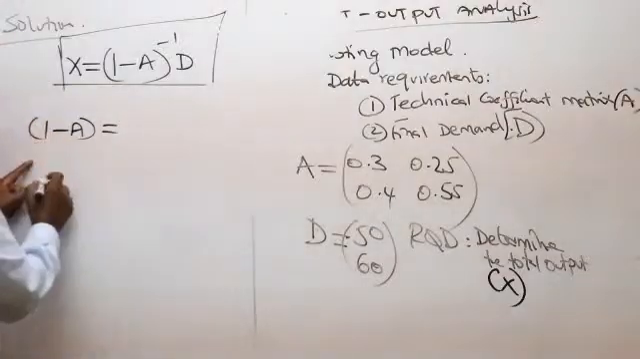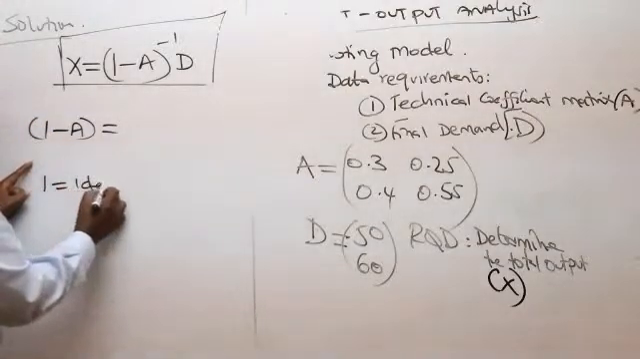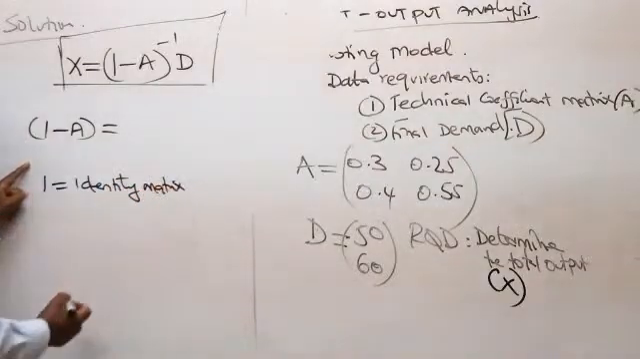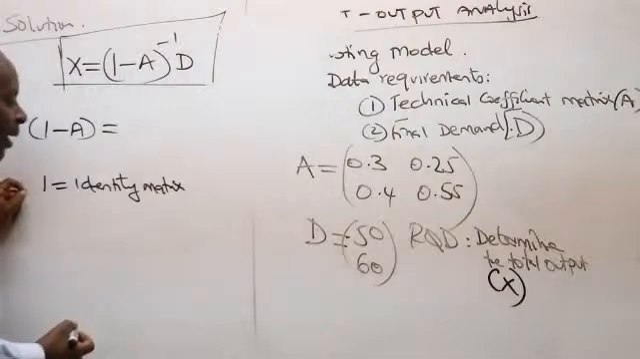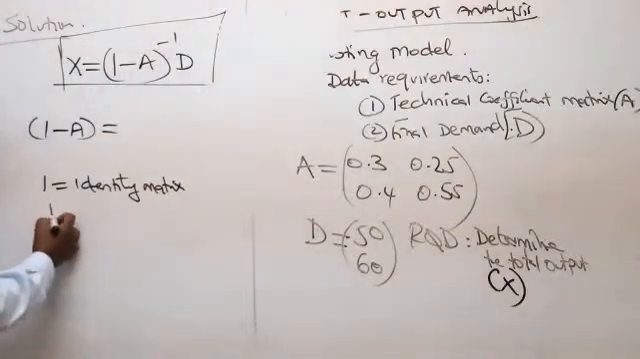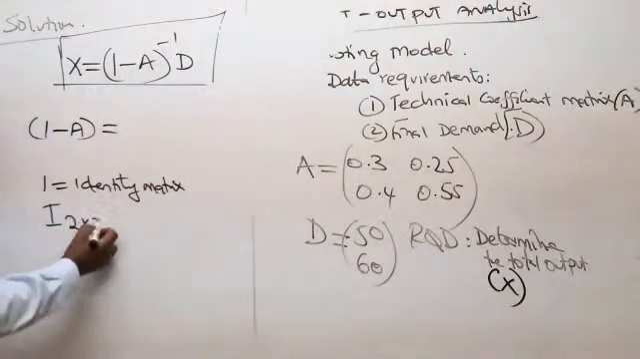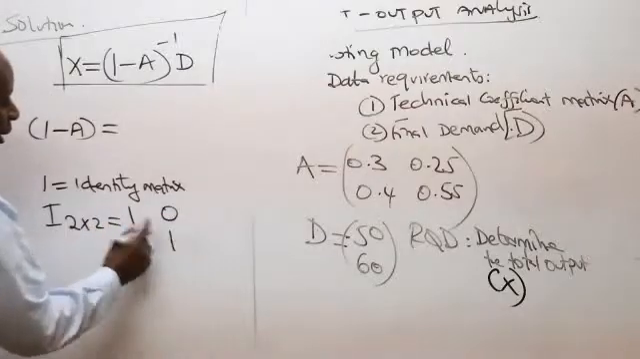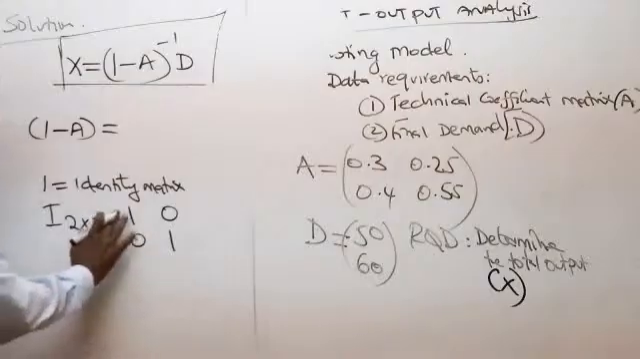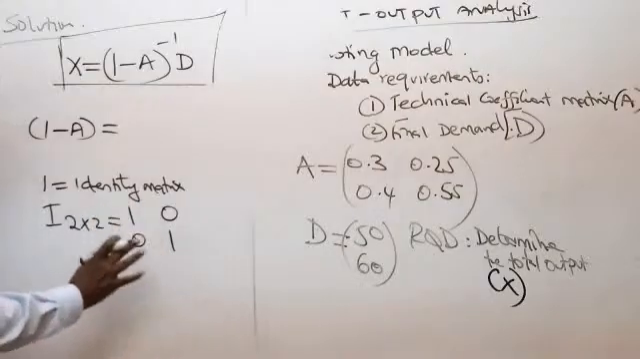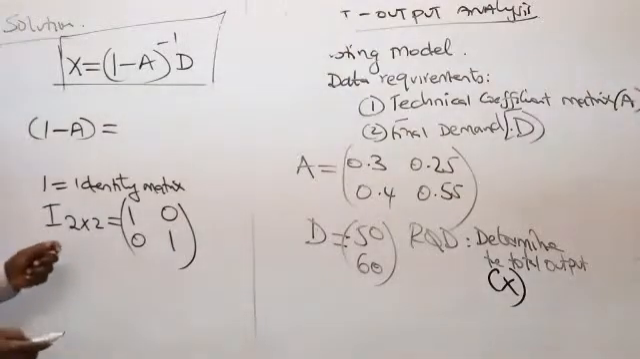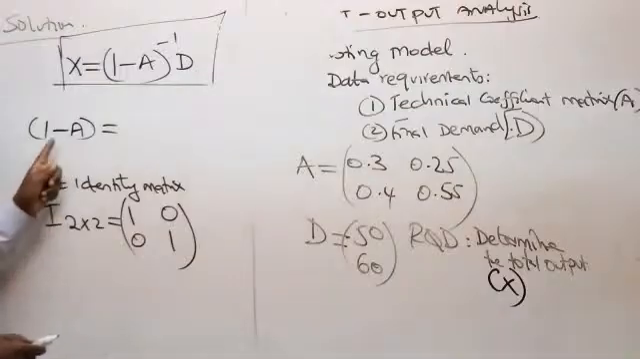This is not one. This is called an identity matrix. And remember, if you can recall, a 2 by 2 identity is 1, 0, 0, 1. You cram it that way. So 1, 1, and every other thing becomes 0, 0. This is the identity 2 by 2.